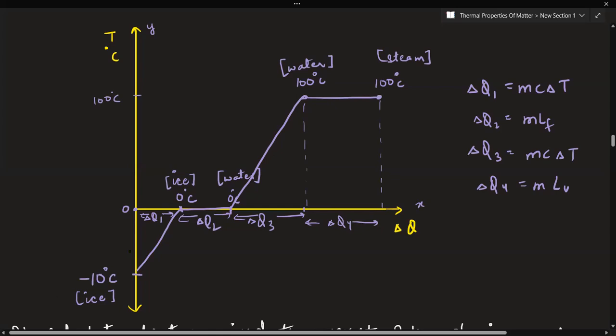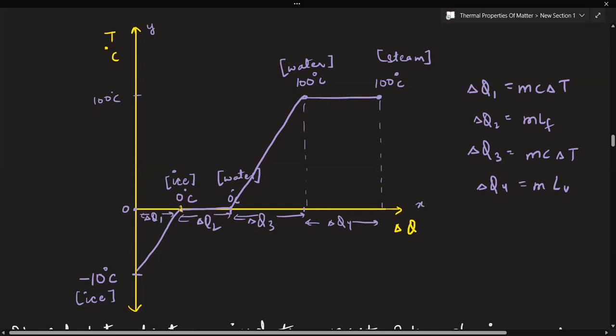You may get the graph in your exams to draw. That's why understand, it can be any temperature given. Whatever is the temperature given, mark it on the graph. So now see what happened first. First, from minus 10 degrees Celsius of ice, it converted into 0 degrees Celsius of ice. So this is, let's say, 0 degrees Celsius of ice. This change is Q1, so we'll be using mC delta T. Why? Because there is a change in temperature.